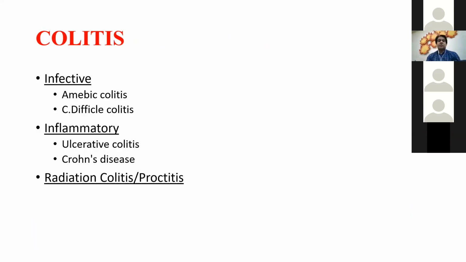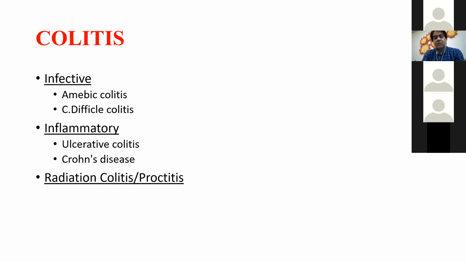So, colitis. I discussed the anorectal diseases, in which we covered hemorrhoids, anal fissure, fistula, and abscess. I didn't discuss the abscess, which is not needed. But now the second most common cause of lower GI bleed is colitis. There are three types of colitis. One is infective colitis, second inflammatory colitis, third is radiation colitis.